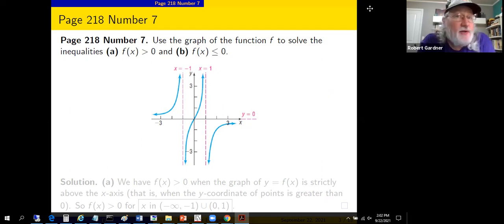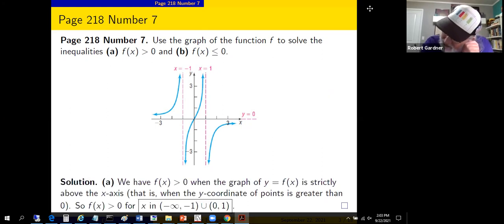F of x is strictly greater than 0. And secondly, f of x is less than or equal to 0. A strict inequality first, and then a non-strict inequality. Well, if f of x is greater than 0, then f of x must be strictly above the x-axis. So we're looking for places where the curve is above the x-axis, not on the x-axis. That occurs for this part of the curve, excluding, of course, the x-intercept.